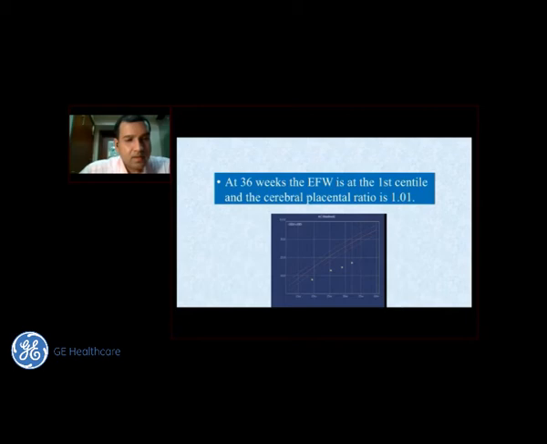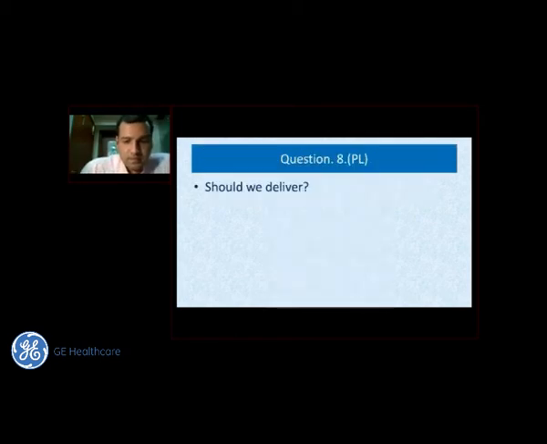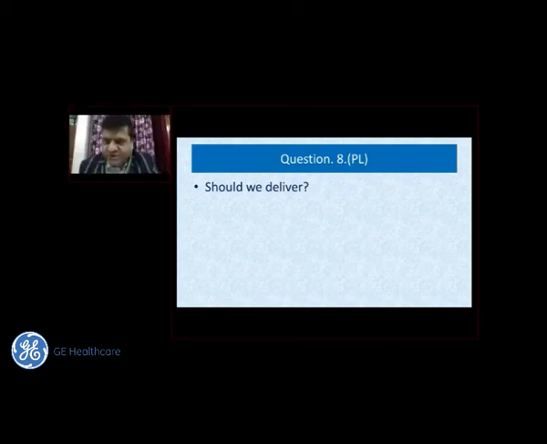So at 36 weeks now, the fetal weight is 1st centile only, and the cerebroplacental ratio is 1. So it's a little bit more than that. So Pooja, now you are under pressure. Now all these patients and their relatives have come on to you, and they say that you are the best, the person who can advise. So should we deliver really?